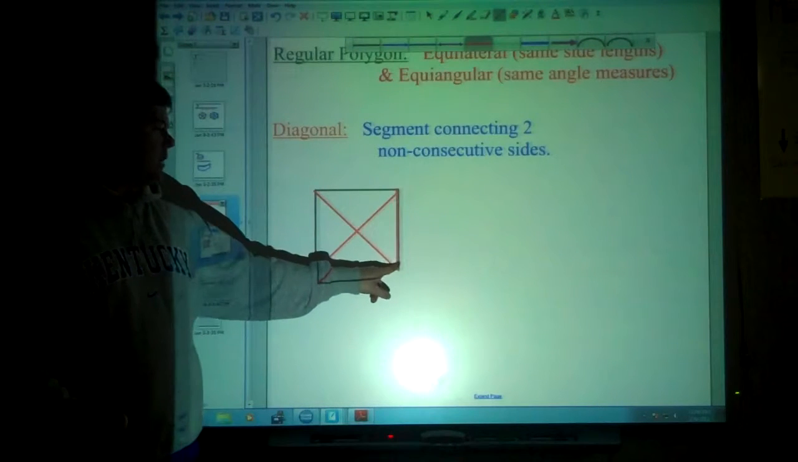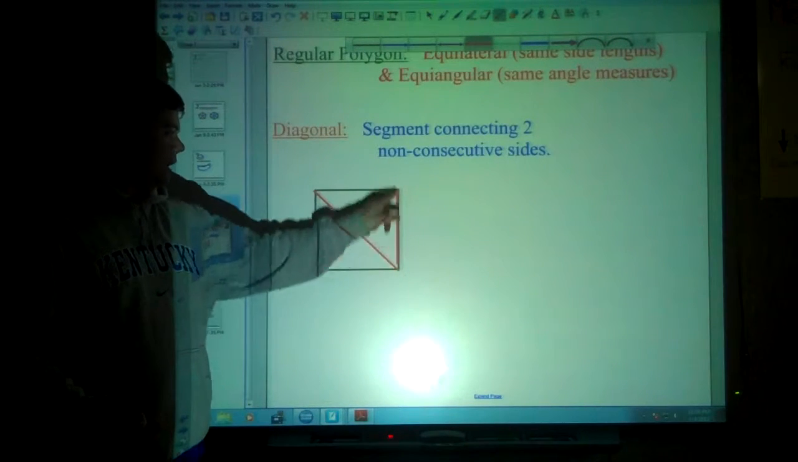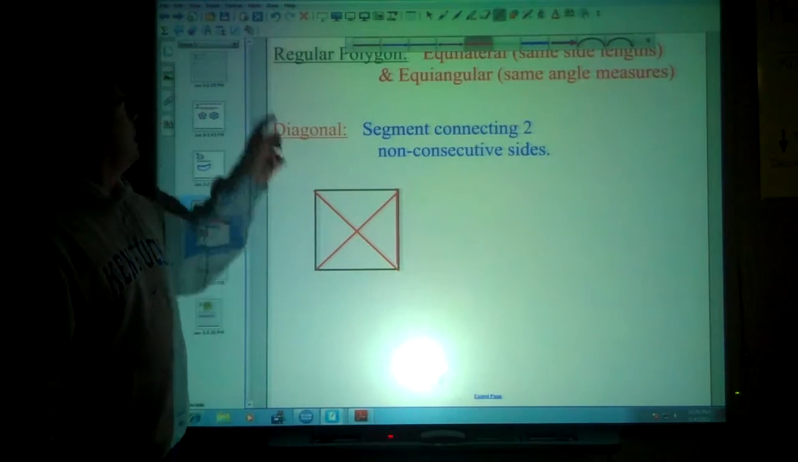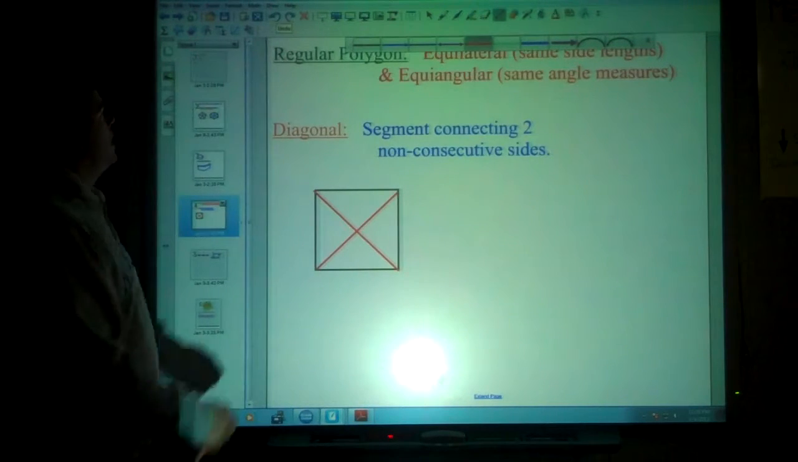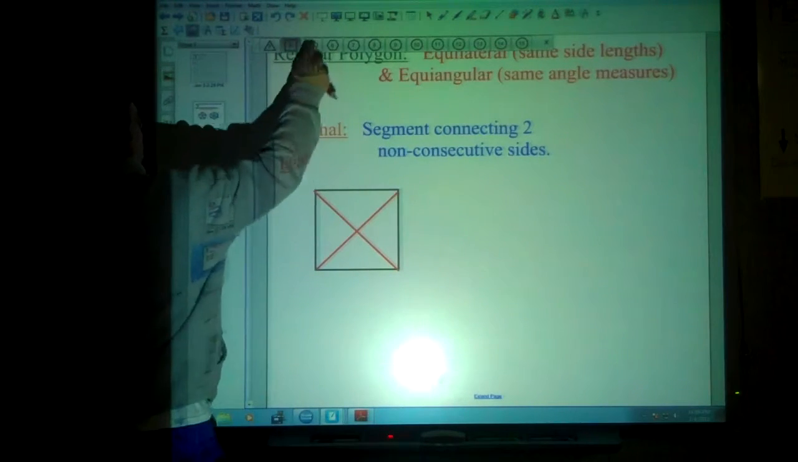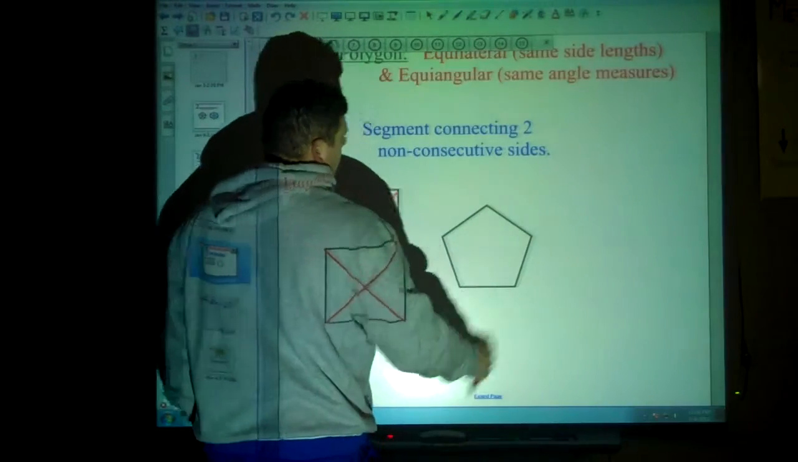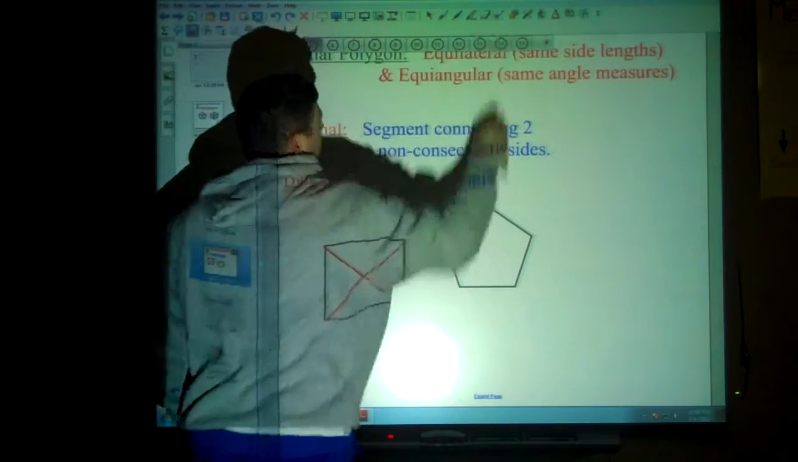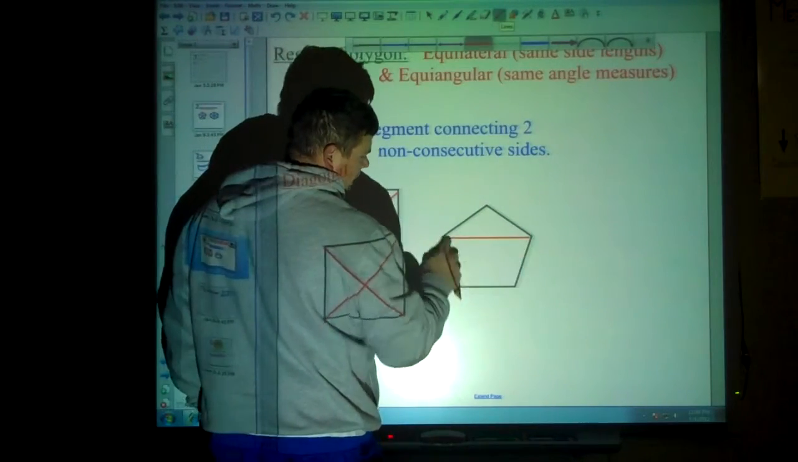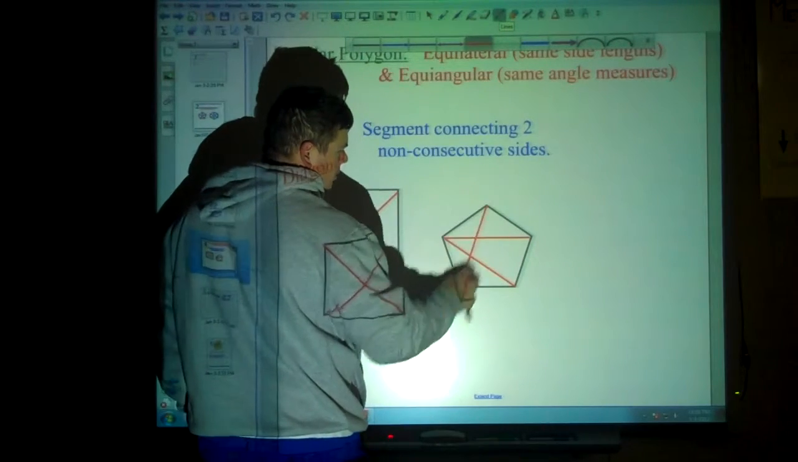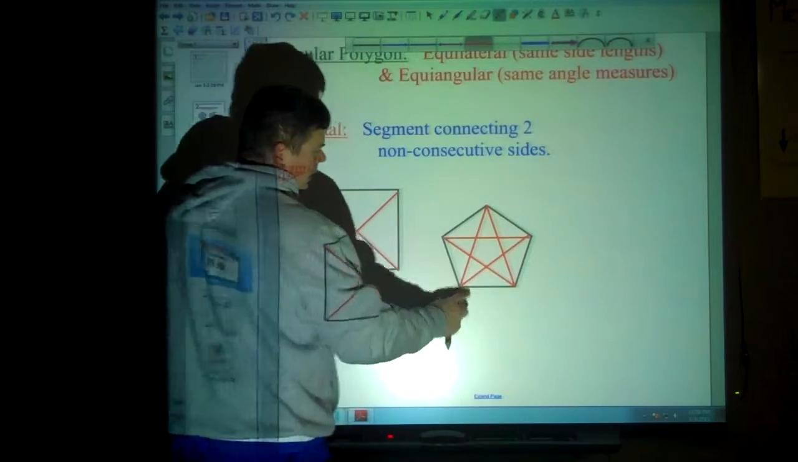So it can't be consecutive. I can't go from one vertice to another in a row. I have to skip a vertice in order to draw a diagonal. Right? Other shapes get a little bit more complicated. So with a pentagon, and I look at my diagonals, there's a diagonal, diagonal, diagonal, diagonal, and a diagonal.